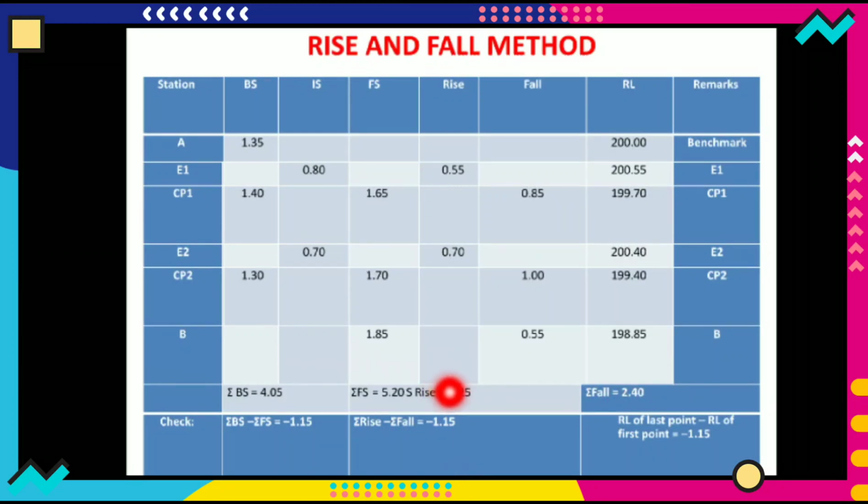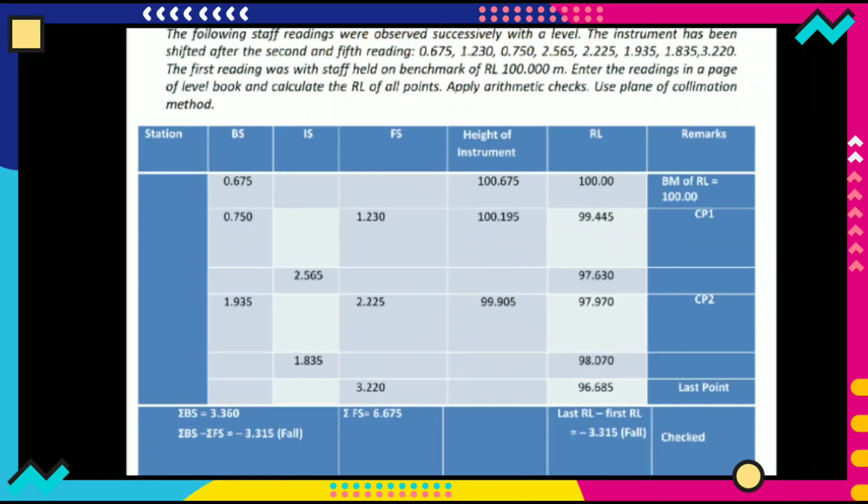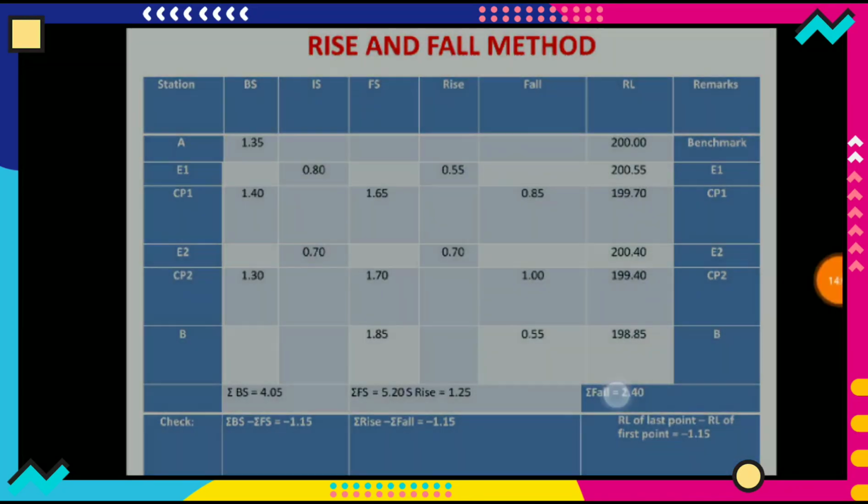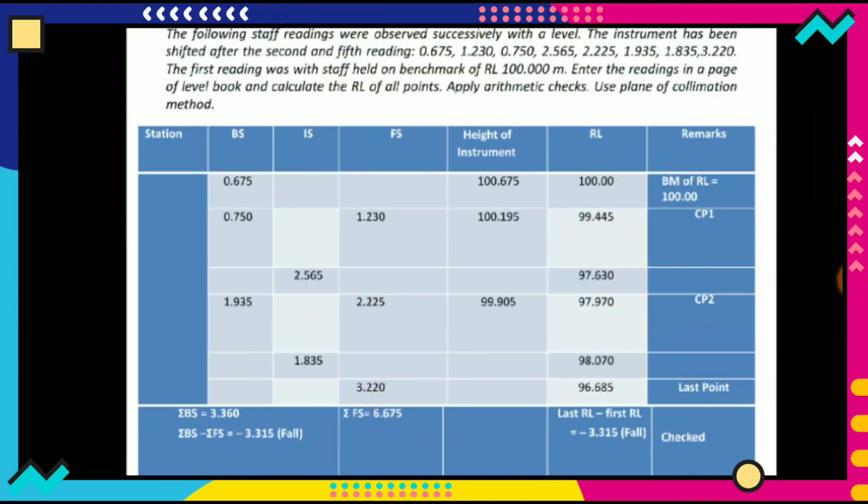So in this way we can solve the question using the rise and fall method. So this is another question. These are the following readings which are taken with a dumpy level, and the instrument has been shifted after the second and fifth reading. The first reading was with the staff held on the benchmark, which is 100. So the first reading is taken on the benchmark whose reduced level is 100.